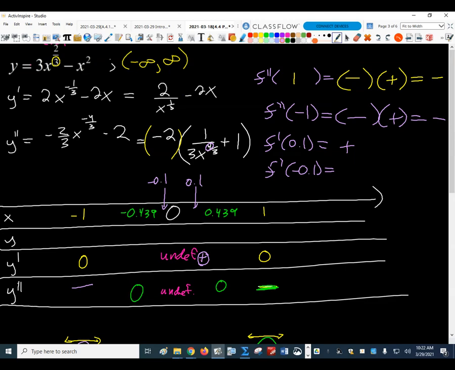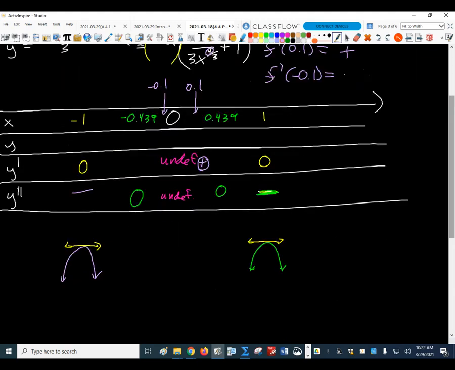Minus 2 times negative 0.1, so that's going to be adding 0.2. So I've got a relatively big negative plus 0.2. What's the result going to be? It's going to be negative. So what's this telling me? What's going on at this critical number? What is the fact that the first derivative is undefined telling me about the shape of the extremum?